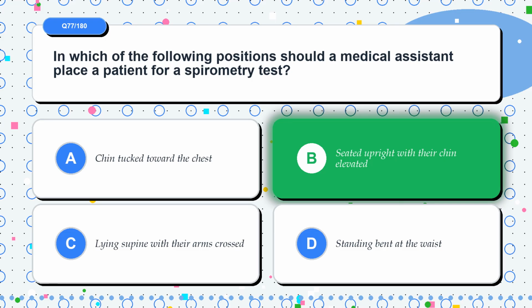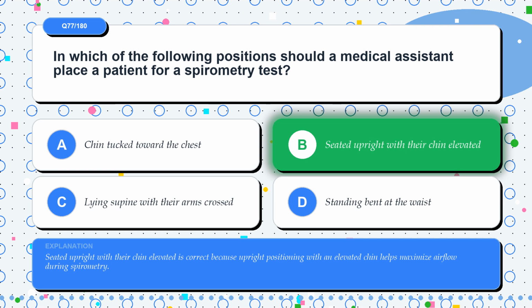The correct answer is option B. Seated upright with their chin elevated. Seated upright with their chin elevated is correct because upright positioning with an elevated chin helps maximize airflow during spirometry.